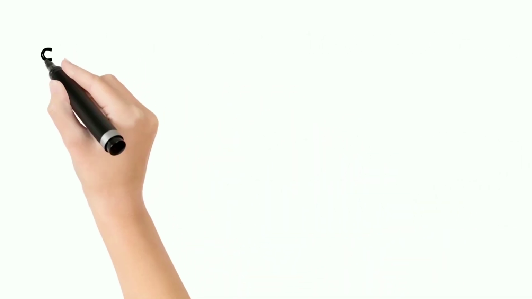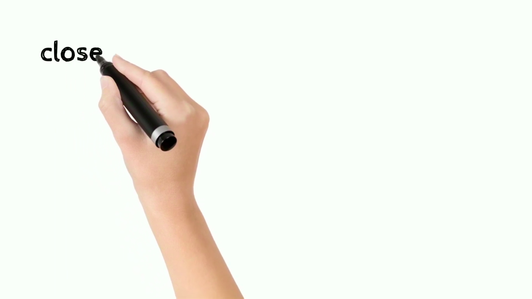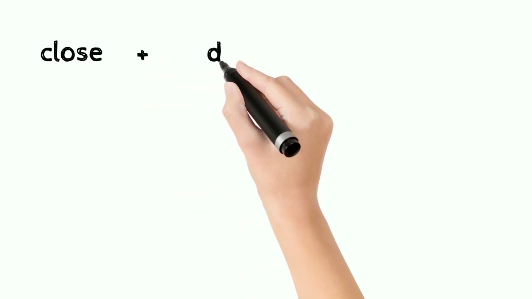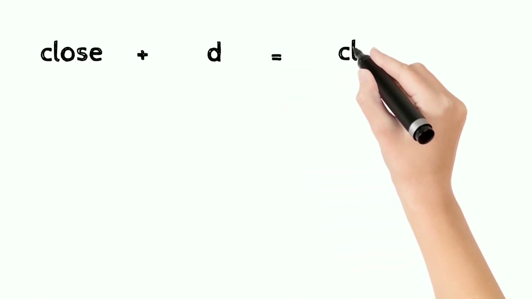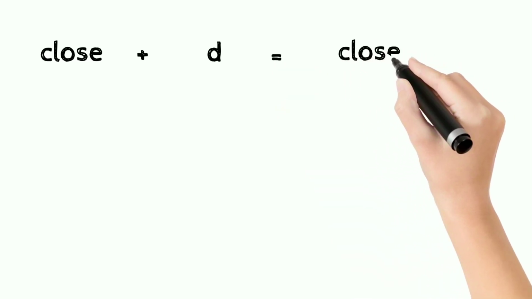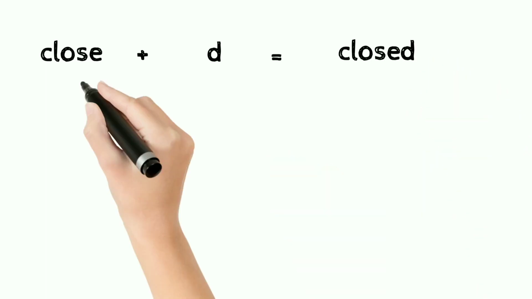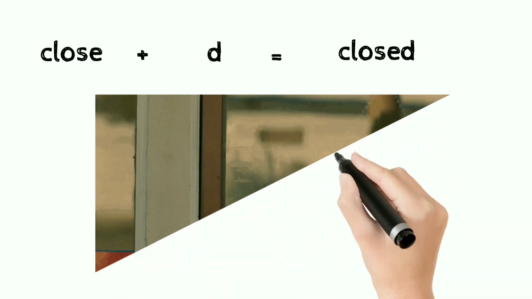Next example is close. Close. We have to add only D. Close becomes closed. Closed.